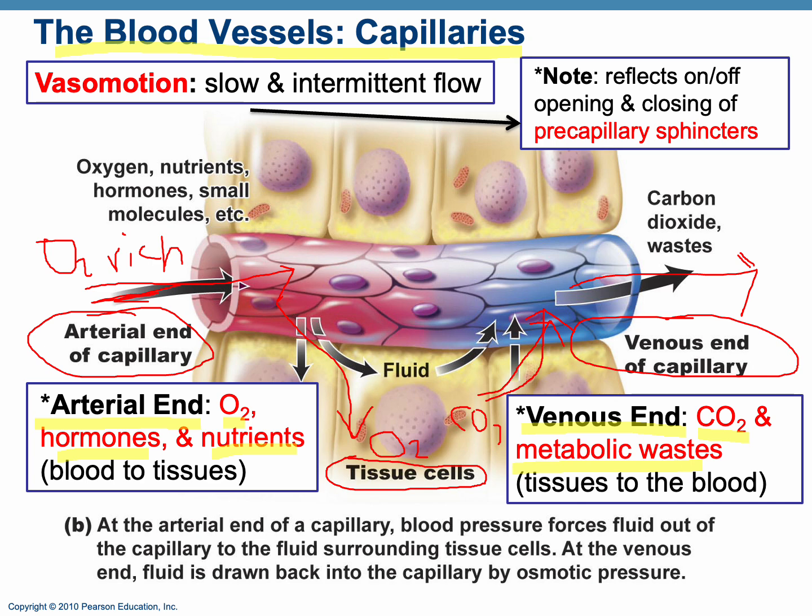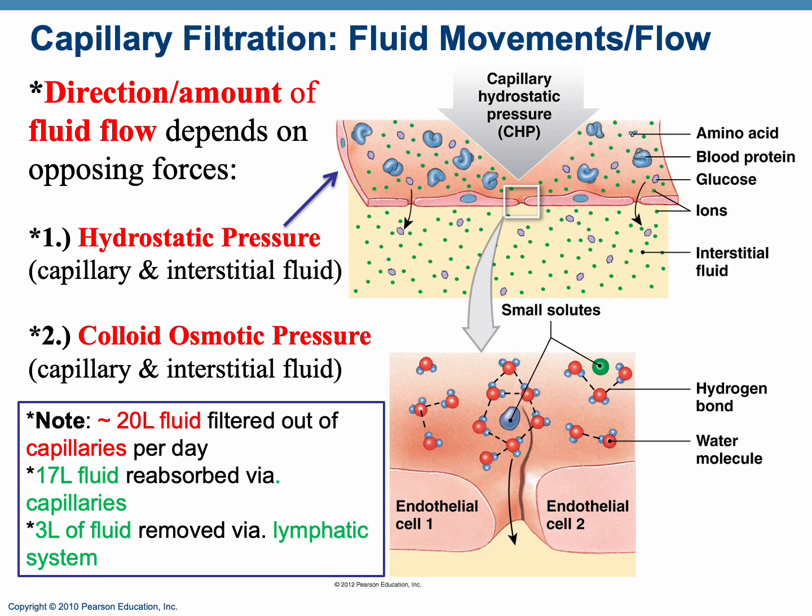All right, we take a look now at what's known as capillary filtration. So we've already been looking at blood going through a capillary from the arterial end to the venous end, and looking at movement of gases and hormones and metabolic waste products. But we now take a look at really movement of fluid. So capillary filtration, fluid movements, and looking at the flow.